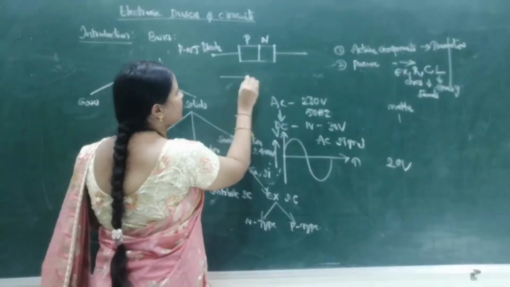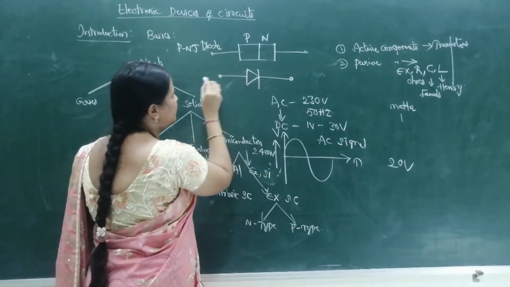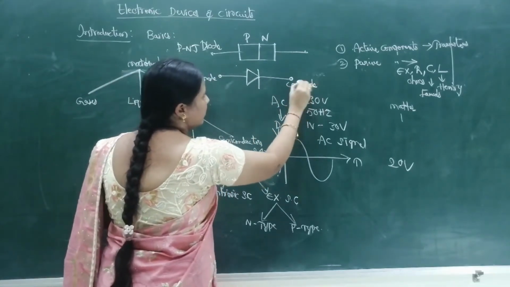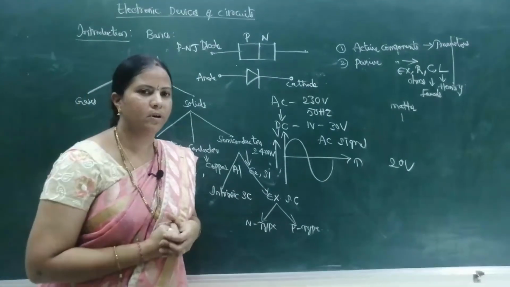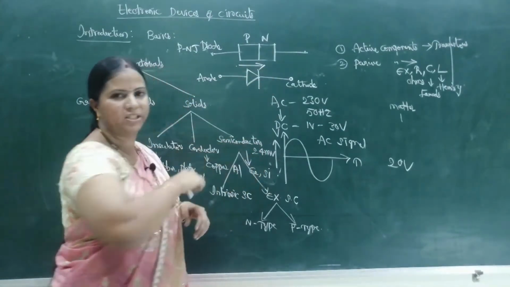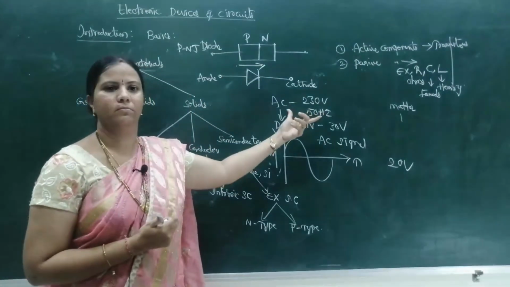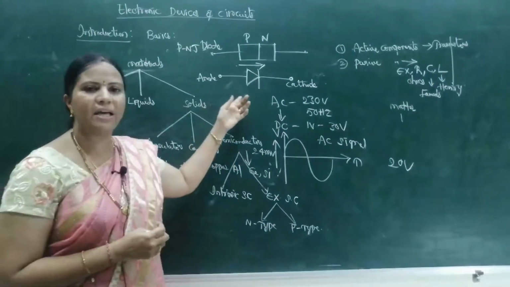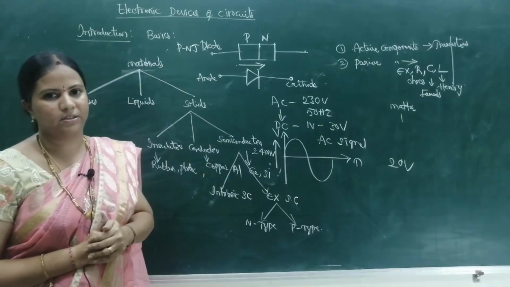The circuit symbol for the diode is like this. This is a two-terminal device: anode, cathode. Diode is a two-terminal semiconductor device. What is the use of diode? Diode ante enti asalu? The diode is used to flow the current only in a unidirectional way. That means the current flows from anode to cathode only. From cathode to anode there is no flow of current. That's why we call it a unidirectional device.